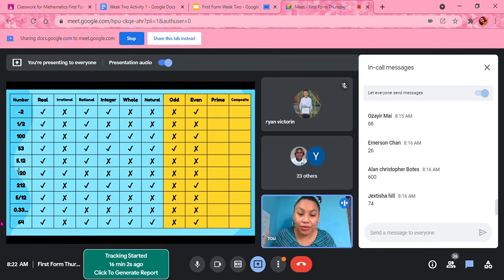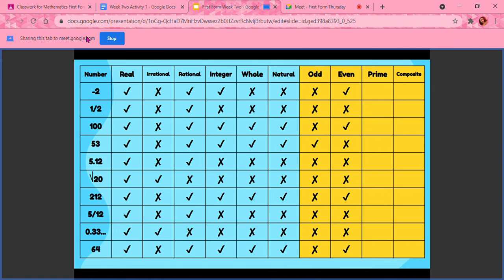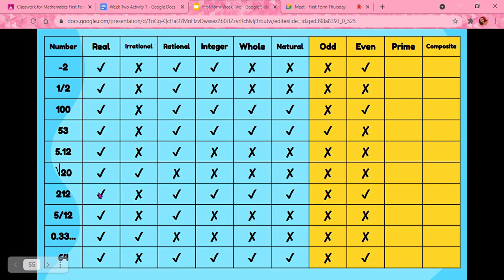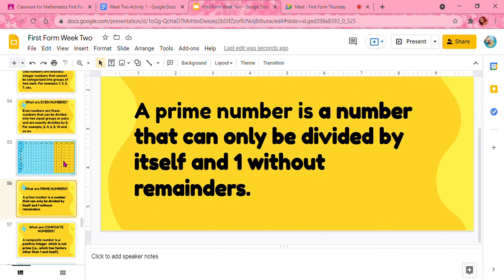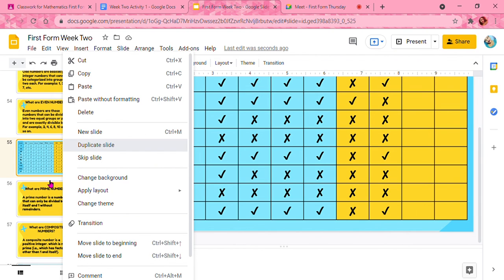Okay, so that is what we have now. Almost finished with our table. So we have classified the numbers as real, irrational, rational, integer, and whole. We have classified them as odd or even. And now we're going to talk about prime and composite. All right, so that is going to be our following slide. Let's see. Okay, let me make a copy of this one.